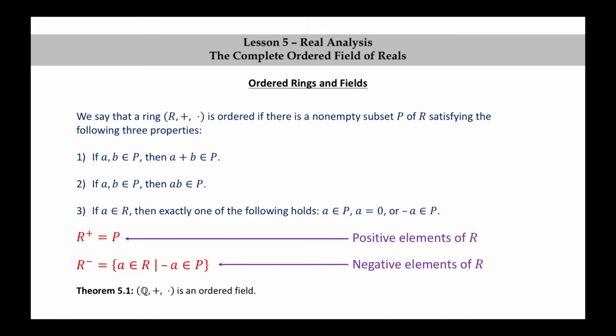Theorem: the set of rational numbers together with addition and multiplication is an ordered field. We already know that this is a field and that it's an ordered field. Although it's not too difficult to prove, it does involve a lot of technicalities that I don't want to get sidetracked with in this video, so I'm going to leave the proof of this out for now.